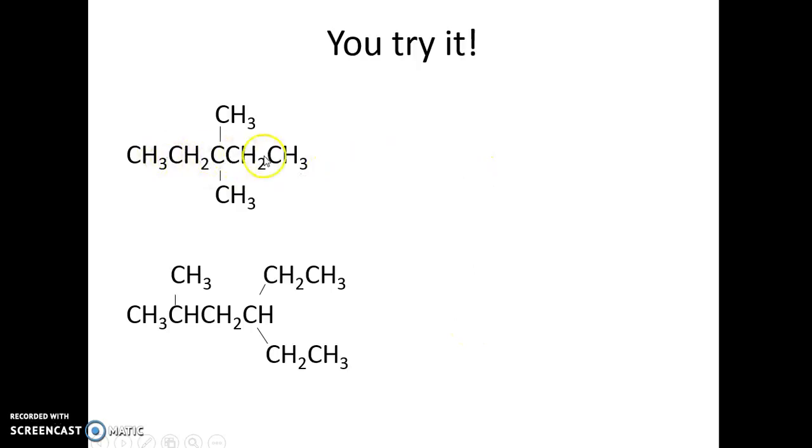Okay, the longest chain here is 5, and we have 2 methyls. We're going to say 3,3-dimethylpentane. A common mistake is to leave off the extra 3. See, there are 2 methyl groups, so we have to have a number for each one. If there were 3, we would have to have 3 numbers. You see, every one that's on there has to have its own number.